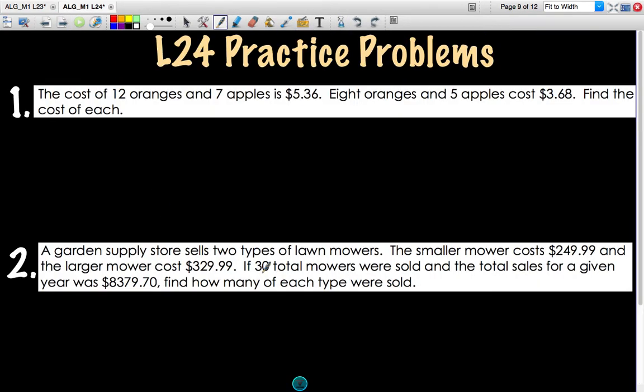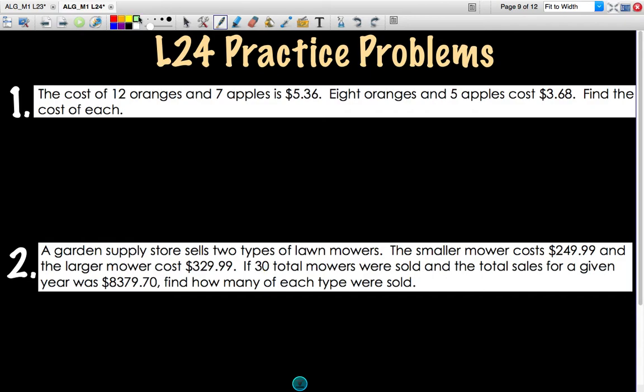These are practice problems. These are not in your notes, but I highly, highly encourage you to write these down, find a way to complete them. So if you want to pause the video and try to work through these, I would encourage you to do that. So let's look at number 1. The cost of 12 oranges and 7 apples is $5.36. 8 oranges and 5 apples cost $3.68. Find the cost of each.